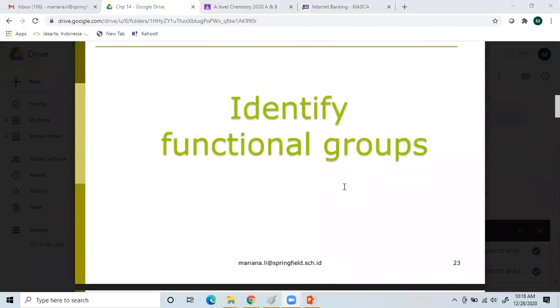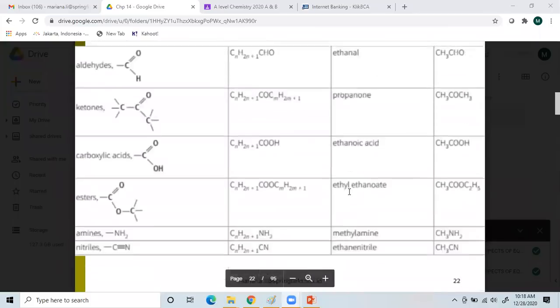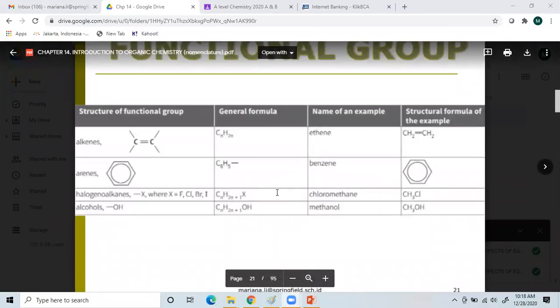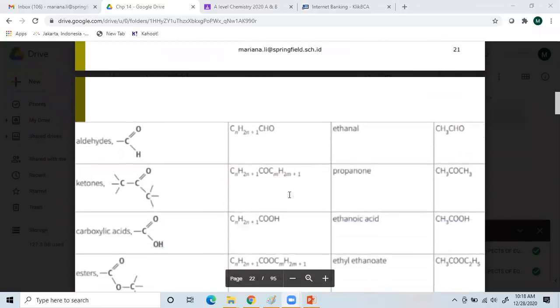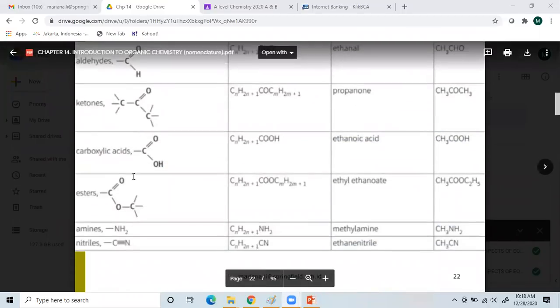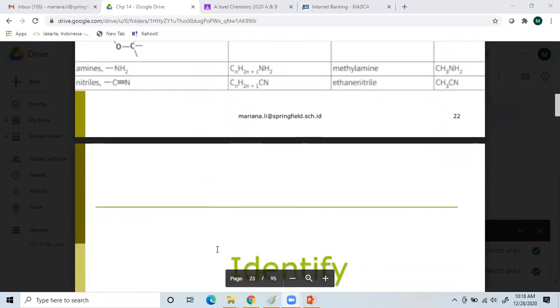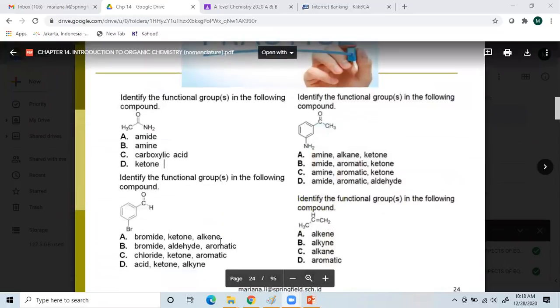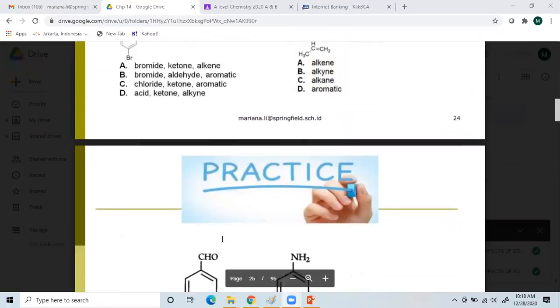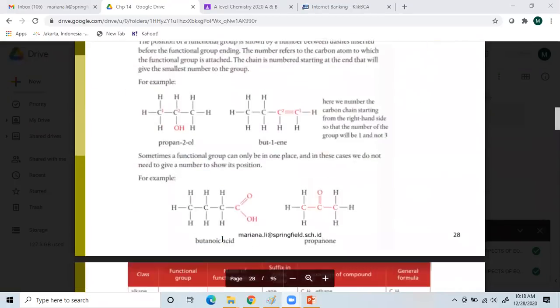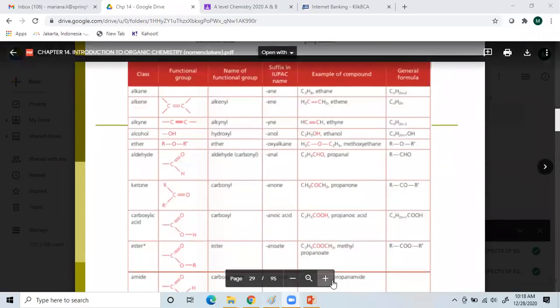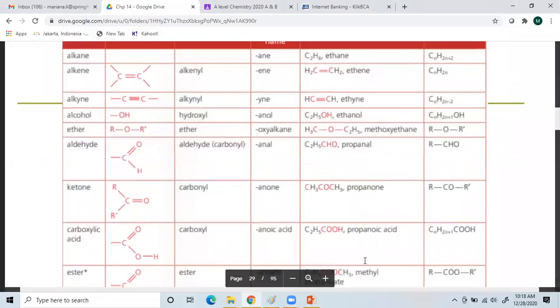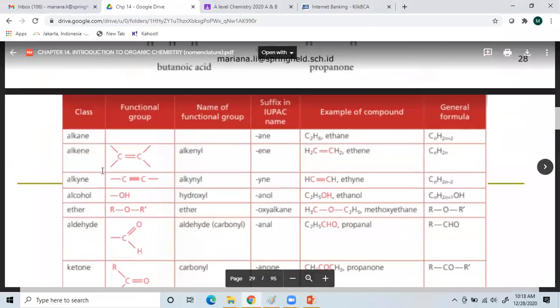Okay, you already understand about functional groups, yeah? From alkane, alkene, alkynes, arenes, halogenoalkane, alcohol, aldehyde, ketone, carboxylic acid, ester, and amine, also nitrile. Okay, I'd like you to memorize this, yeah? Because this is the basic. So if you already understand about this, I want to show you the more complete table. Alkane, alkene, alkyne, alcohol.